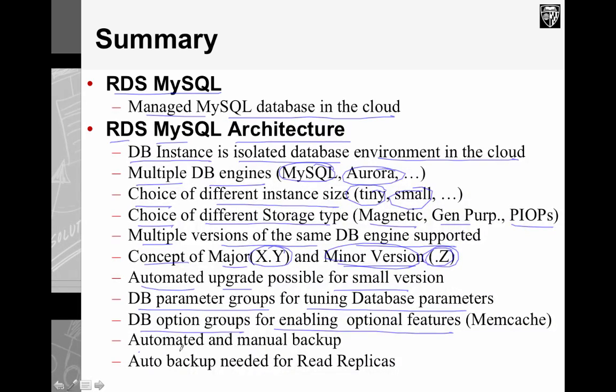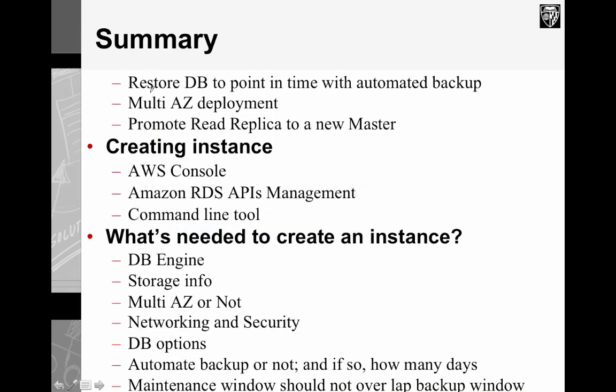You can also have automated or manual backup. The auto backup is needed for creating read replicas. You can restore a database to a point in time with automated backup. You can have multi-AZ deployment, which is multi-availability zone deployment, for availability. You can promote a read replica to a new master if you want.